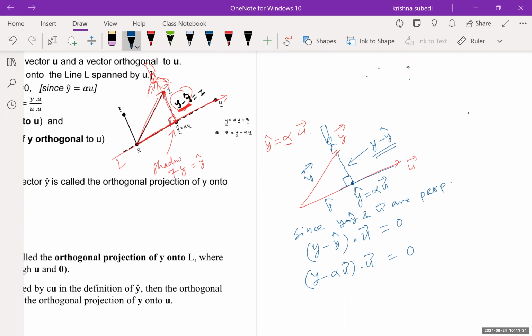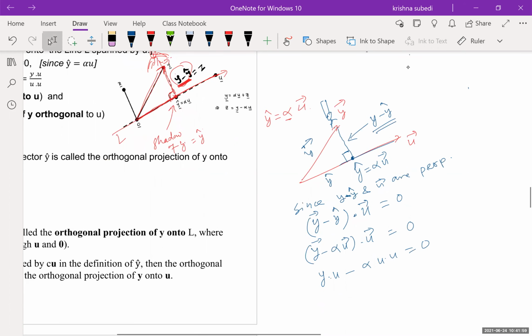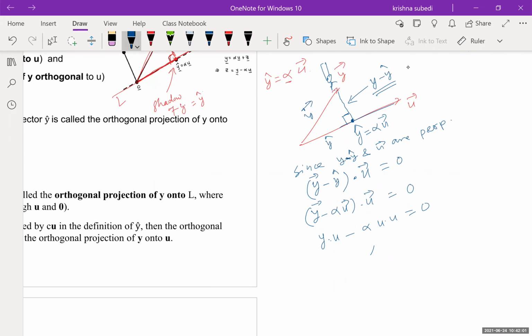Okay, so that means y dot u. They all are vectors, by the way. Even if I don't write the vector, please understand that I'm talking about vectors here. So y dot u minus alpha u dot u equals 0. Okay, so can I write alpha u equals y dot u? Can I write that?